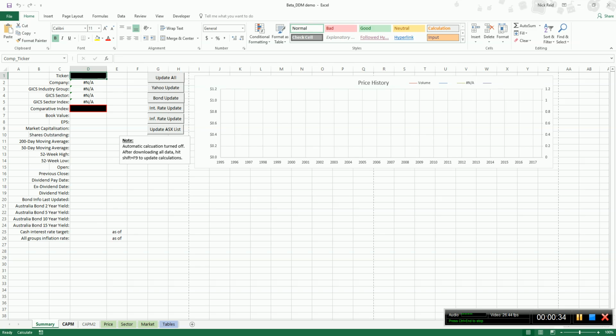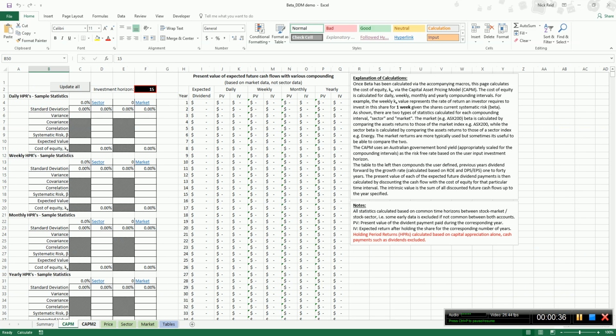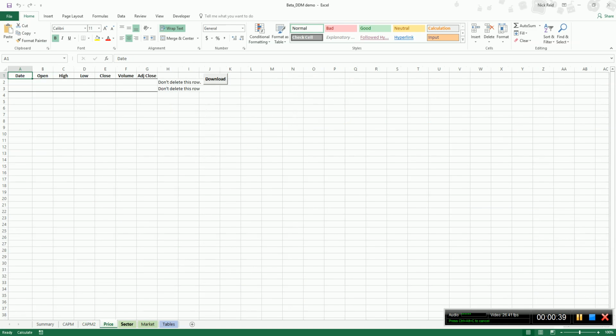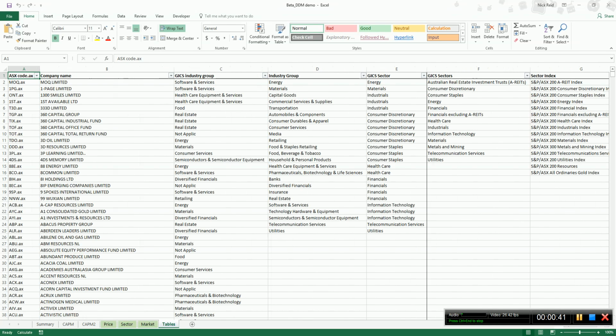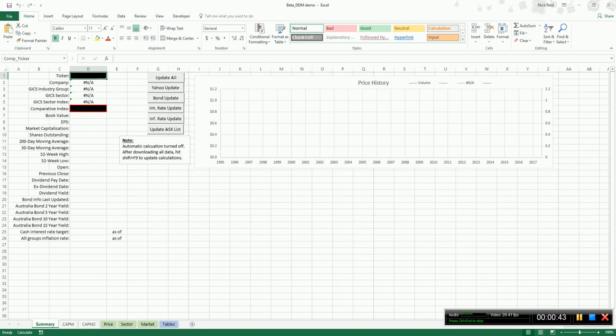So this is the blank template that you should be looking at. Let's quickly go through the pages, sheets. So we'll run through an example. Today I've selected Transurban to review. So I'll just type in ticker symbol up the top there. And I've got automatic calculations turned off, so just hit Shift F9. That'll bring up all this information.